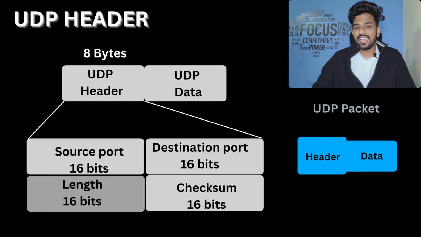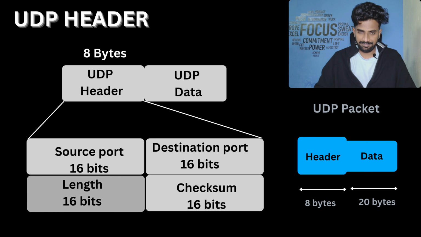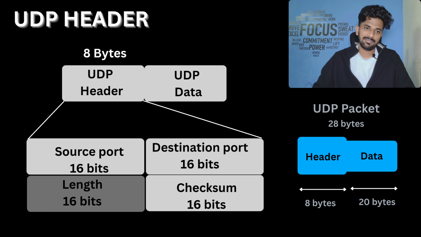For a better understanding of length, let's take a simple example. If you send a DNS query with 20 bytes of data, the length will be 20 bytes of data plus the header, which is 8 bytes. The total is 28 bytes. So basically this field defines the size of the entire UDP packet. This is all about the length field.